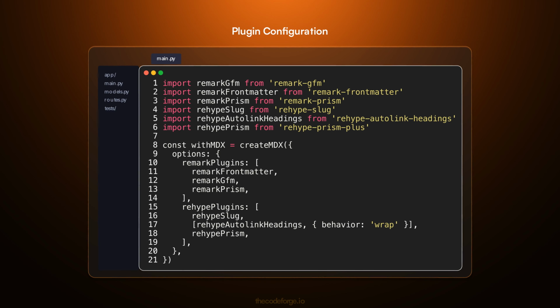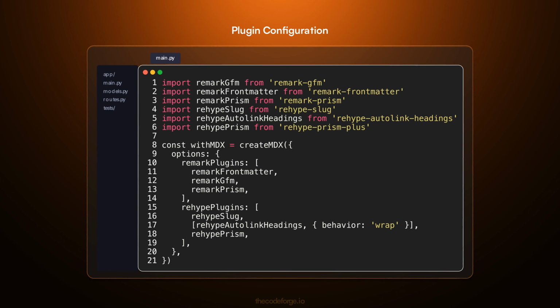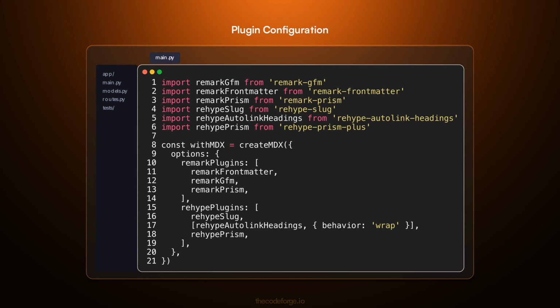Here's a typical plugin setup. Remark Frontmatter and Remark GFM run first, then Remark Prism for syntax highlighting. On the rehype side, rehypeSlug adds heading IDs, then rehypeAutolinkHeadings wraps them in anchor links.